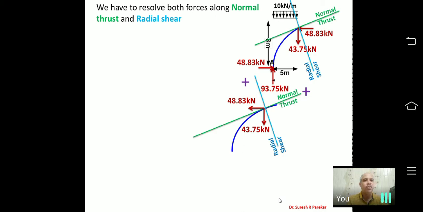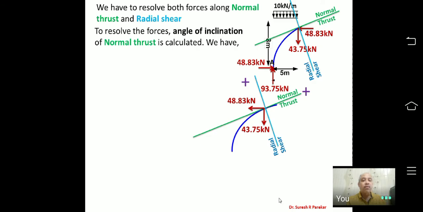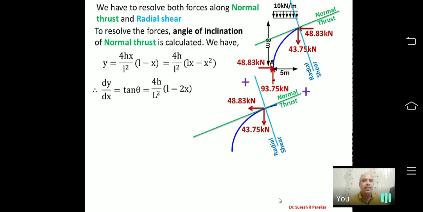Now we have to resolve this. Just as I mentioned, we have to resolve these forces along normal thrust and radial shear. So for this I require the angle of inclination, theta. How will we go for this? We know y. As we know y, we can simplify x. I have taken x inside the bracket because we have to find the slope of this normal thrust, that is angle theta, and therefore we have to go for dy by dx. Therefore x is taken inside the bracket, and if we take the derivative of this, then I will get dy by dx equal to tan theta, 4h upon L square in bracket.